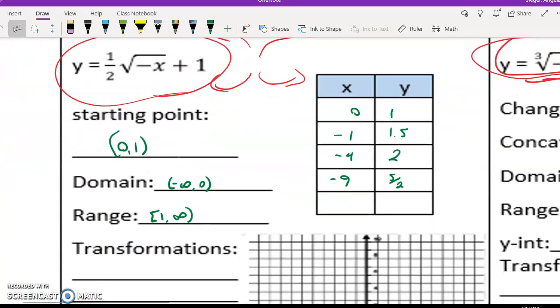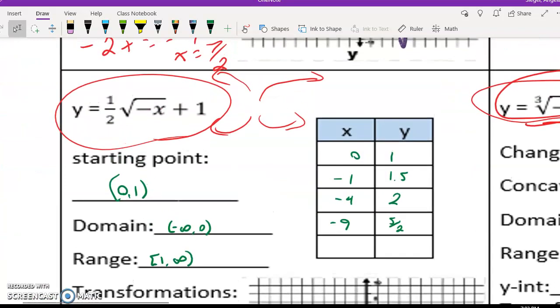Okay, so let's go down to this one. So remember, we decided that it's going to be one of these four here. The starting point, since there's nothing in with the x, that's where the 0 came from. And then 1 right here. Let's skip domain and range.